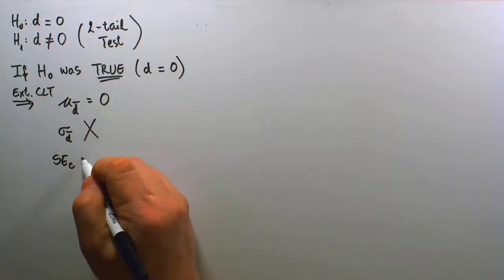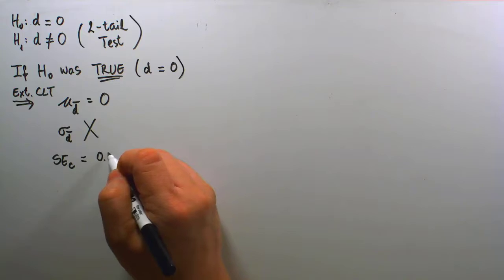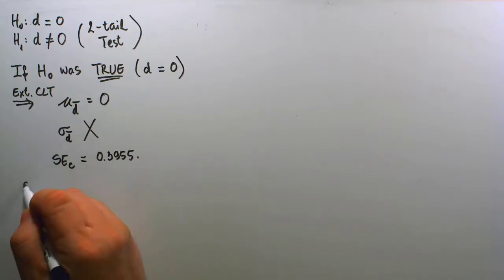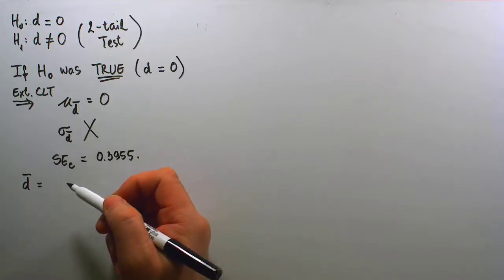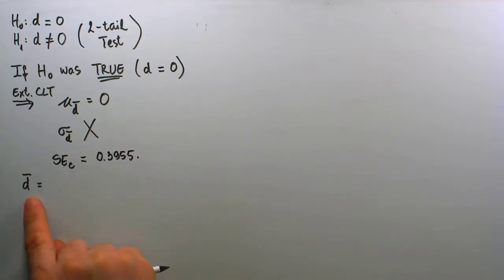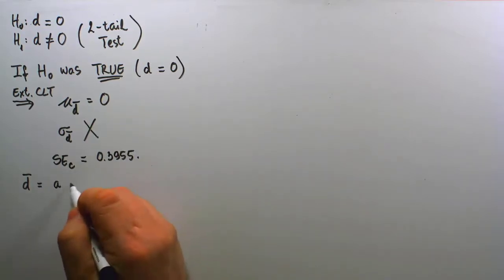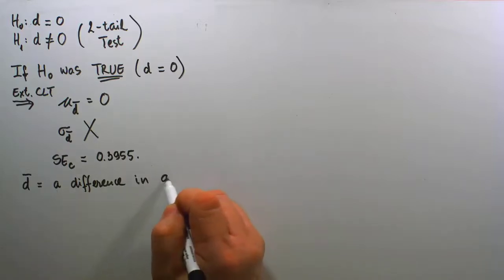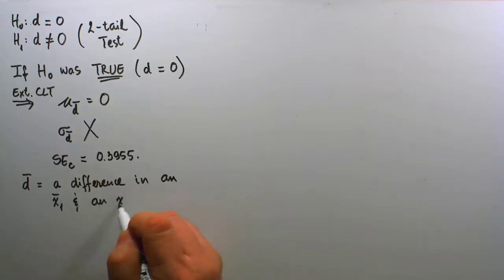And so recall from earlier questions and problems that SEC, our combined standard error, was calculated to be 0.3955. And then again, just a reminder for anyone that our sampling difference of the two sample means is just one among infinitely many other sampling differences between a sample mean from population 1 and a sample mean from population 2. So in other words, the d bar we have here is a continuous random variable that represents a difference between an x bar 1 value and an x bar 2 value.